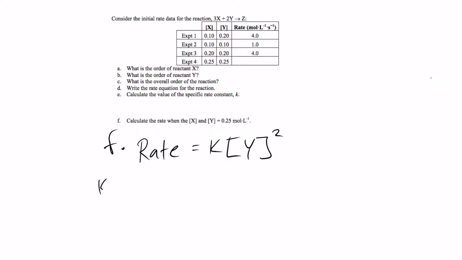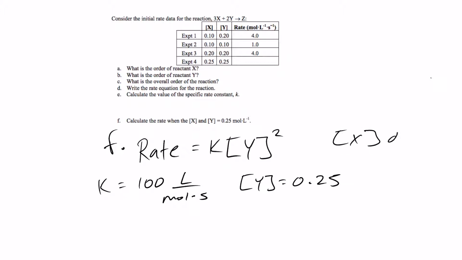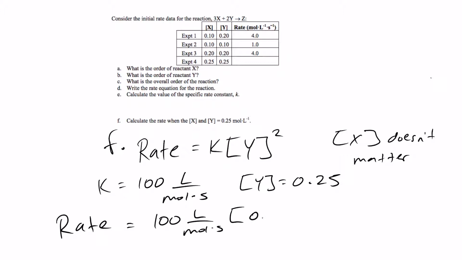Finally, F wants us to plug in some information and solve for the rate. So now we know what K is. We figured that out in E. It's giving us the concentration of Y. We're just going to plug and chug. So again, K was 100 liter per mole second. Concentration of Y in this problem is going to be 0.25 moles per liter, or molar. X doesn't matter again, it's 0 order, so we're not going to include it in the rate law. Rate, therefore, equals 100 liter per mole second times my concentration Y, 0.25 moles per liter, squared, and I get a rate of 6.25. The units are mole per liter second.